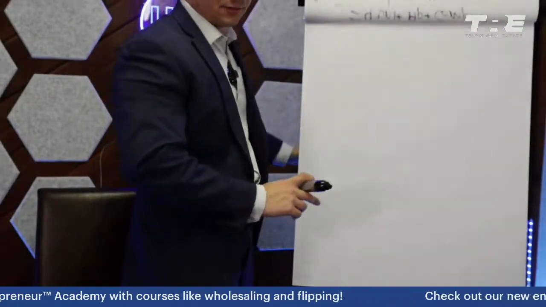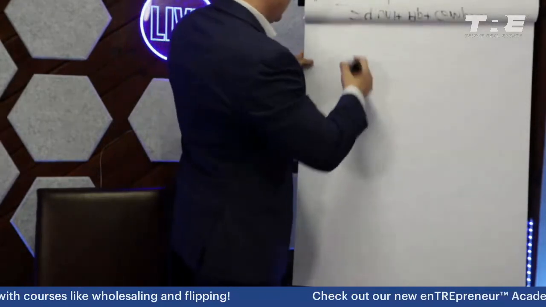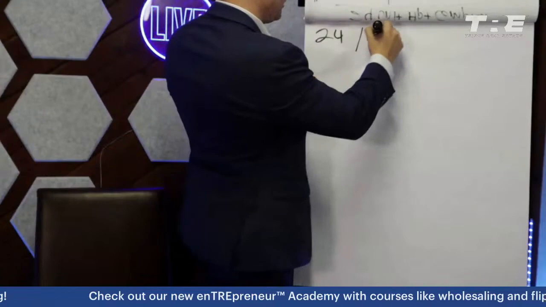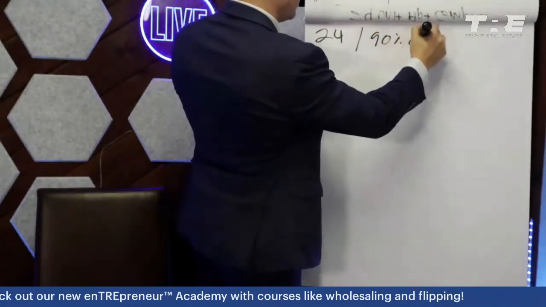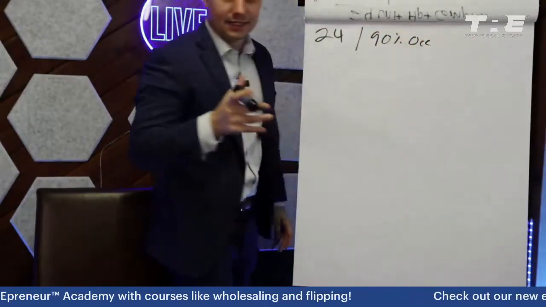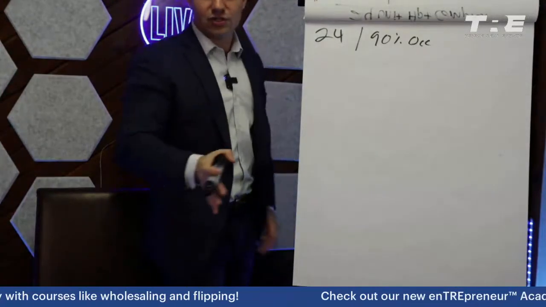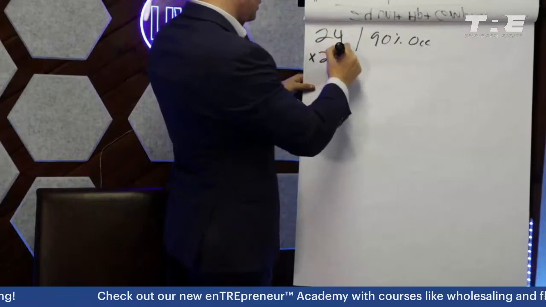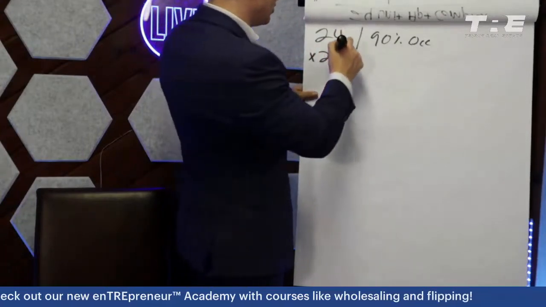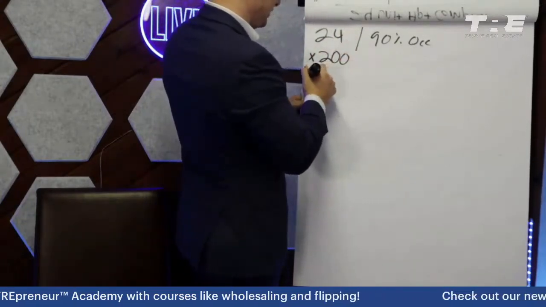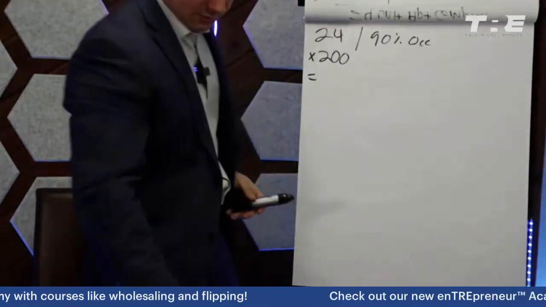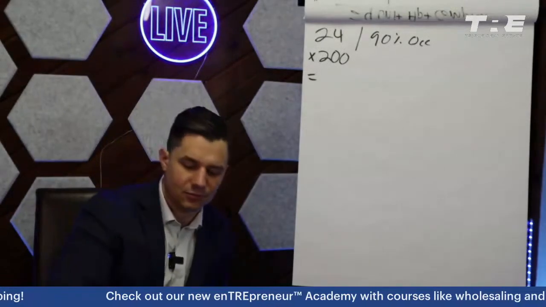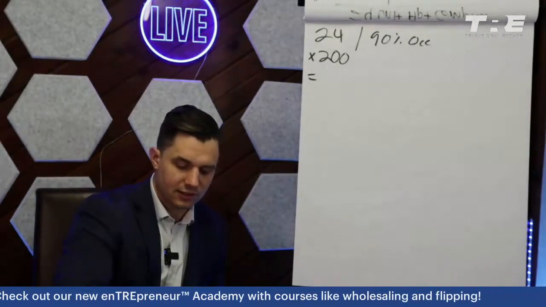Remember all those numbers. So now remember, we got a 24 unit, 90% occupied. All right. Now we are going to raise the rents by $200 per unit. So 24 units times 200 equals what? 24 times 200 times 0.9, which is 90%, equals what?